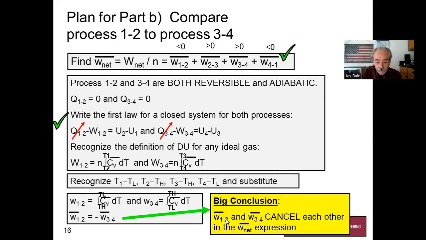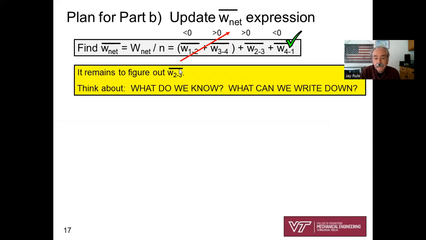The work from 1 to 2 and the work from 3 to 4, in kilojoules per kilomole, cancel each other in the net work expression. Wow. All of a sudden I've gotten 3 out of my 4 net works, little works done. Okay, look at this. Back to the definition of where we were. These two are canceling each other. Those numerically equal each other exactly, except in the negative.